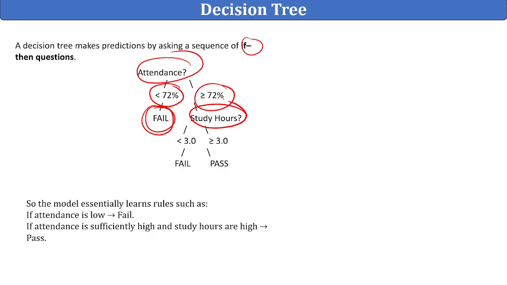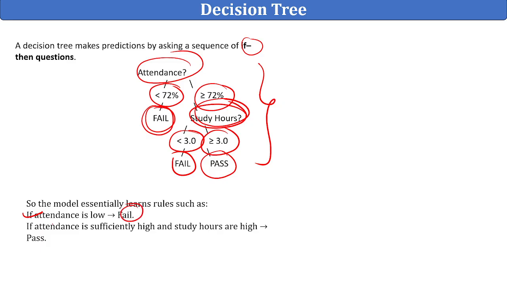Now, if they got an attendance percentage greater than 72%, then the question will come, what was the study hours? If it is less than 3 hours, they fail. If it is more than 3 hours, they pass. So this is how we're going to make a tree. The model will learn rules such as: if attendance is low, they're going to fail. If attendance is sufficiently high, then we look at study hours, and if study hours are high, they're going to pass.